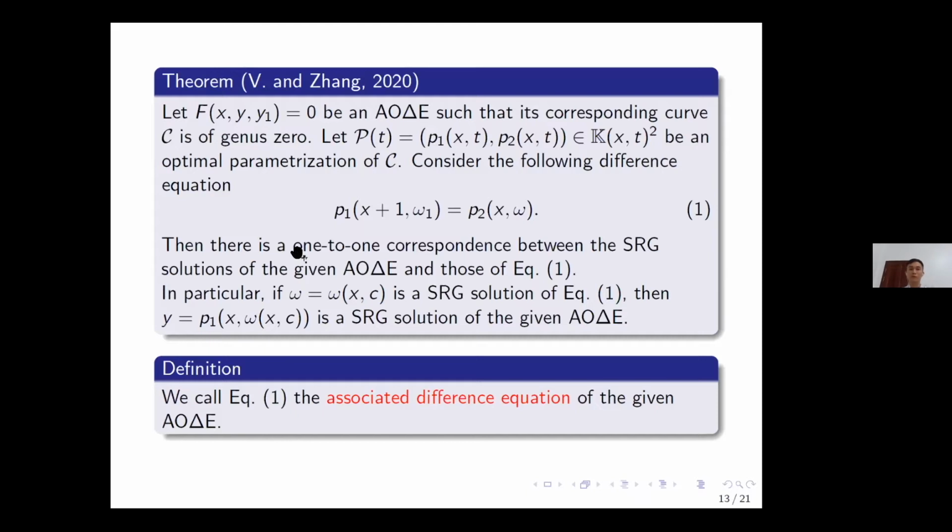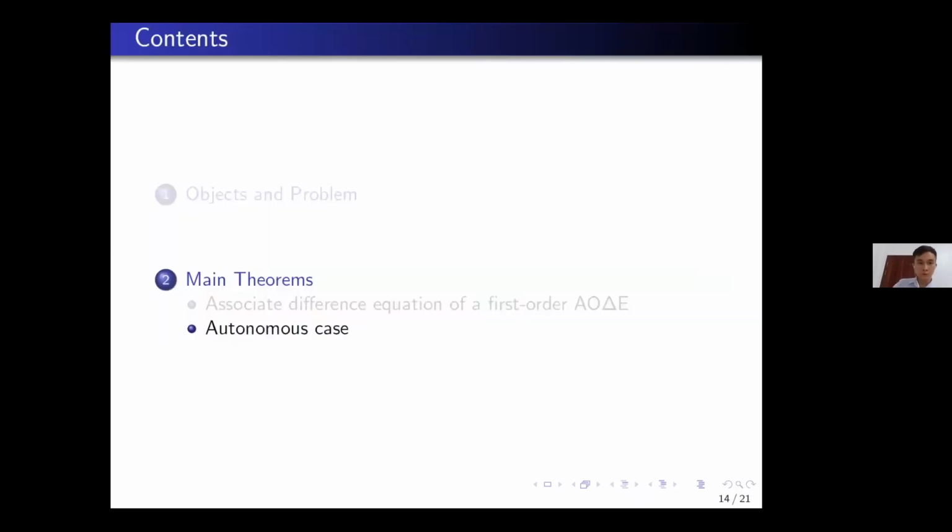The problem now is to try to solve this kind of differential equation. We tried for the general case when P1 and P2 are arbitrary, but we failed. And we restrict ourselves to a simpler case where x doesn't appear. That means we consider only autonomous AO delta E. But for non-autonomous, we still have no idea how to proceed. And now we go to the autonomous case.